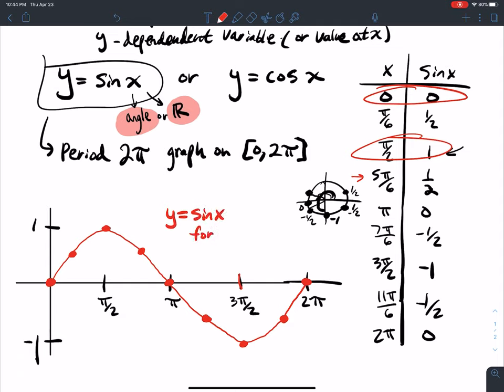for 0 to 2π. We just cut it off here, after one period through the cycle.